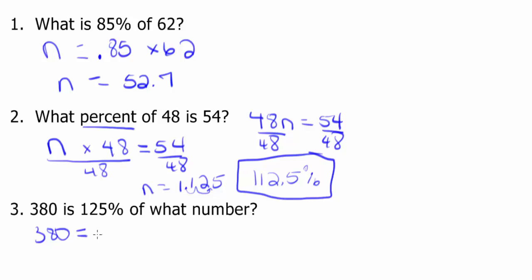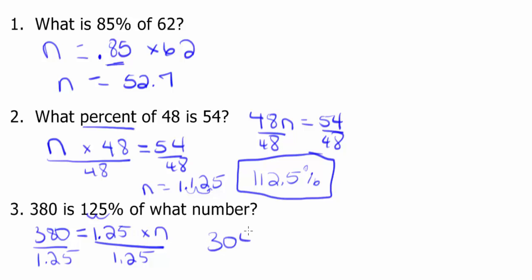So 380 is 1.25 of what number? Now here, when you're given the percent, remember you have to change it to a decimal. So of is the multiplication. Since we're being multiplied here, we divide by 1.25. So 380 divided by 1.25, and yes, you can use your calculator, and you should get 304 equals n. Okay, so the key here is to move your decimal when you're dealing with percent, and to know that of is multiplication and is equals.